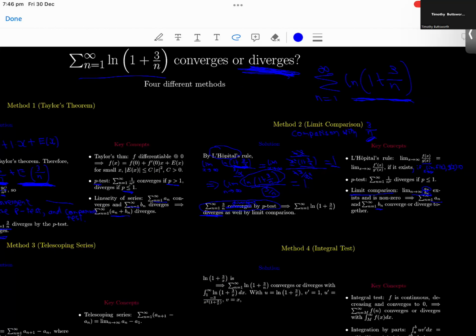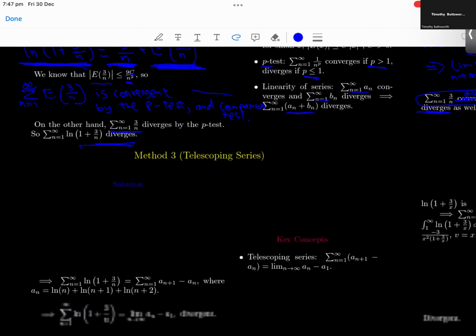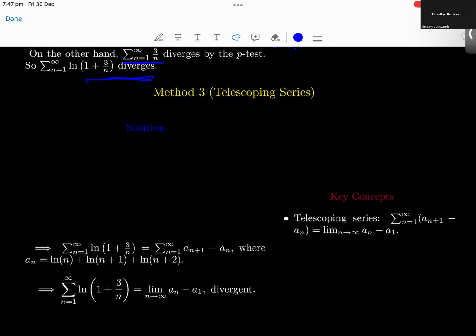You may notice that the Taylor's theorem approach and the limit comparison approach work quite similarly. Let's try and have a look at some methods that are quite different. The next method we're going to look at is the telescoping series method. So how does this method work? Well, remember we're trying to look at the convergence of the sum of ln of 1 plus 3 divided by n.